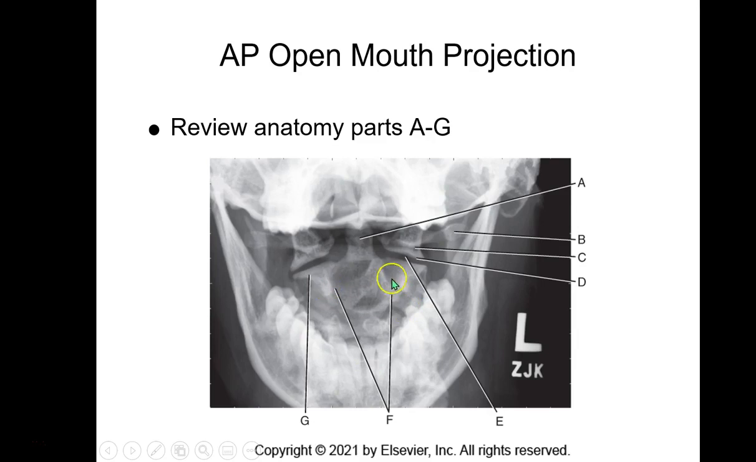F is the body of C2, and G is the right superior articular surface of C2, meeting the right inferior articular surface of C1 to form the right zygapophyseal joint.